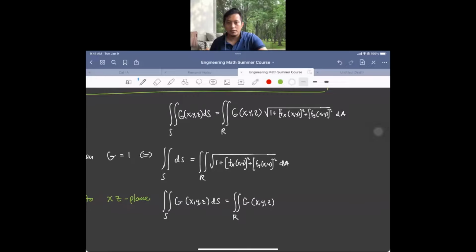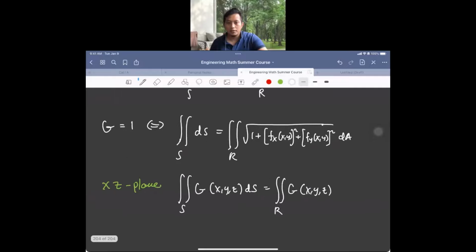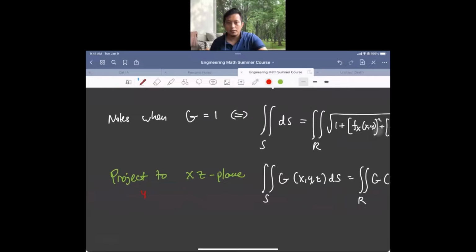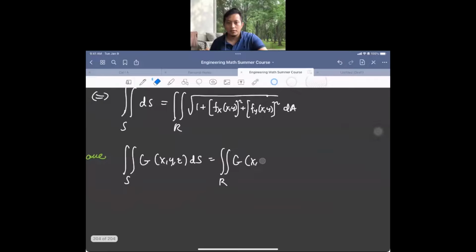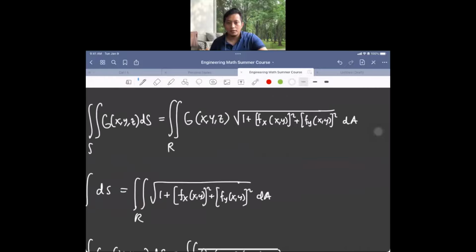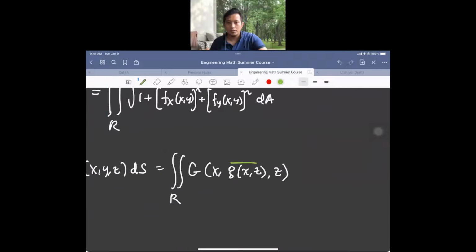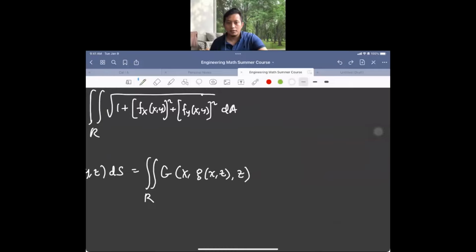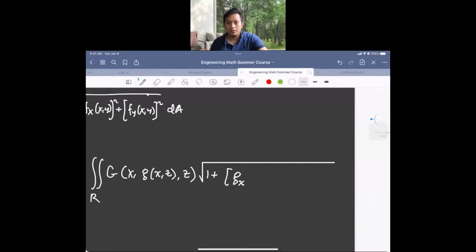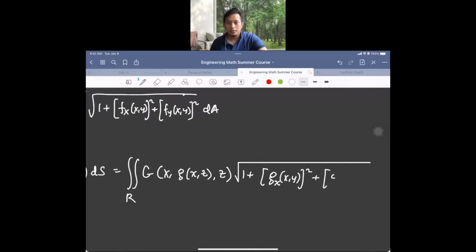Now since we are going to have projection to the xz plane, we can let y equal to a function of xz, so we can substitute y, and this will be the function g of xz. Okay, before it's z as a function of xy, right? Now we have g as a function of xz. The usual case before is z as a function of xy, and now it becomes g for y. Okay, and this becomes partial x and partial z.